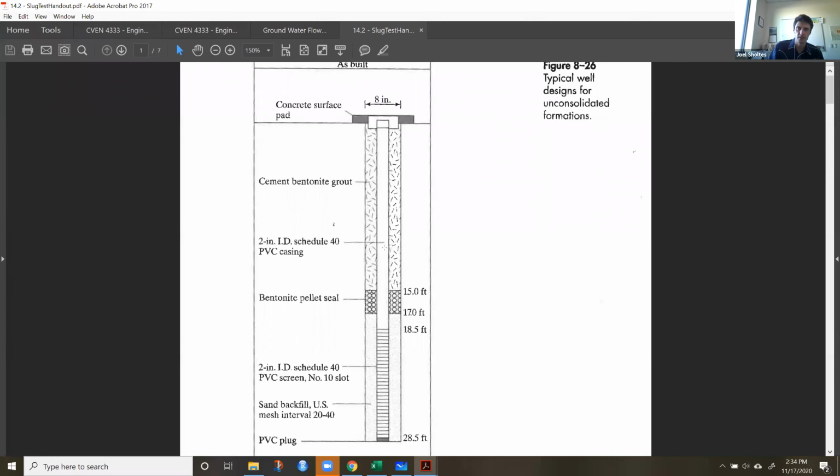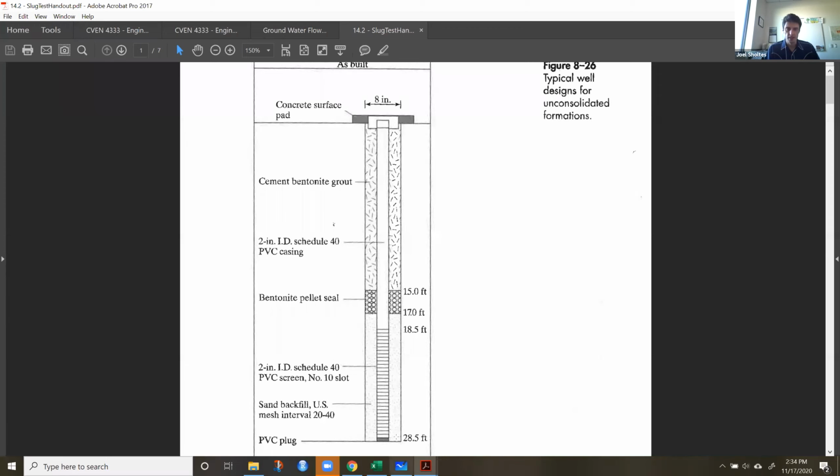Here's a typical design for unconsolidated formations. Unconsolidated means it's not bedrock. It's just soil. And the idea is you put in the well, and this is usually like a PVC kind of pipe. And it's going to have slots on the bottom or a screen. And the screen part is where the water enters. This screen could be really, really long. You could have hundreds of feet of screen, or you could have just a little bit of screen on the bottom. Depends on how much flow you need to get out of this well.